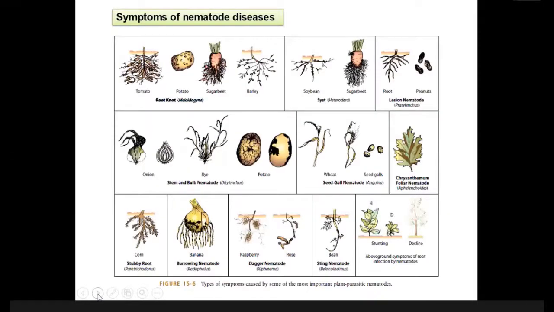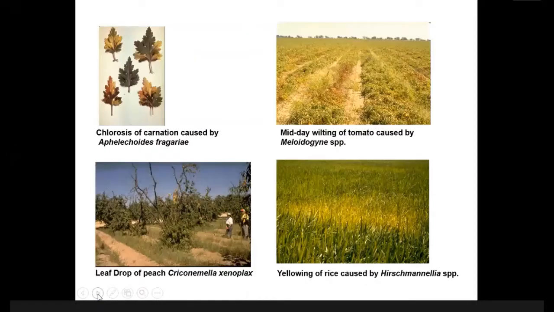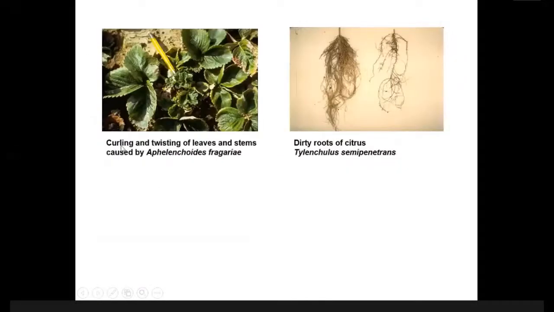So I discussed this slide, also this slide, and this one I have also discussed. Now look at this slide. You can see that there are curling and twisting of leaves. You see here the pointer at the middle of the image. There is curling of leaves, and this is caused by the foliar nematode, Aphelenchoides fragariae. This nematode attacks the foliar, above-ground plant parts, leaf for example, or stem, and as a result, the leaf becomes curled, rolled, twisted, and stunted. So this is one of the symptoms of foliar nematode.